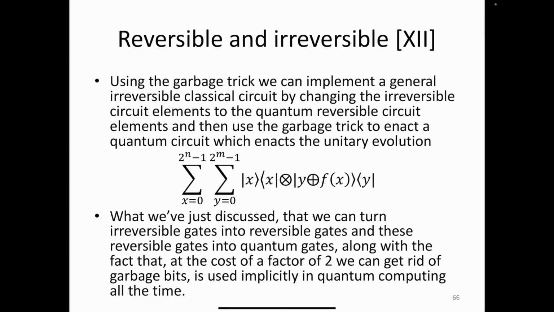So we continue here. If we use this garbage trick that we just did before, we can implement a general irreversible classical circuit by changing the irreversible circuit elements to quantum reversible circuit elements, and then use the garbage trick to enact a quantum circuit, which again enacts the unitary evolution of this state here.